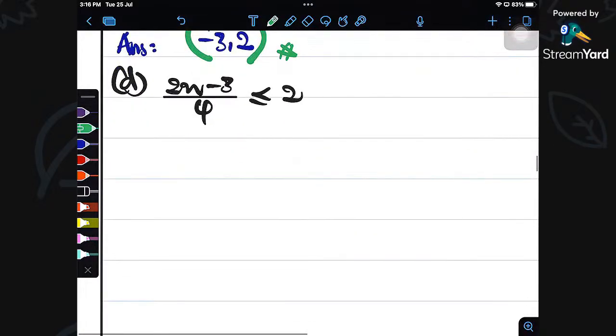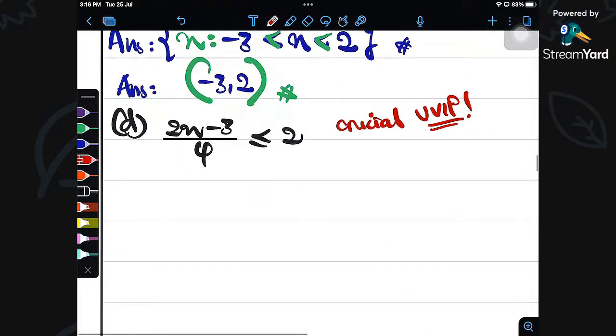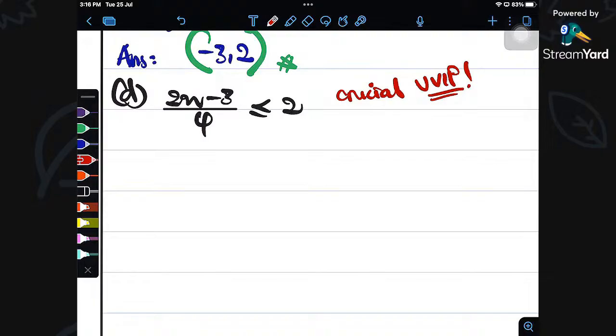Now, this is the crucial part. This is crucial. Very important. I call it VVIP. Why? Because this is, what do we call this? This is also linear, right. This is linear.